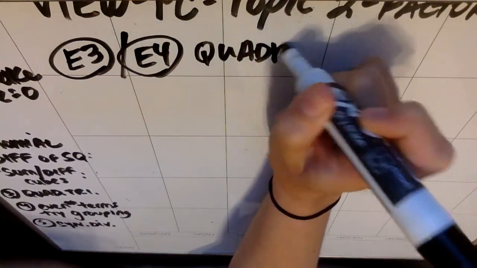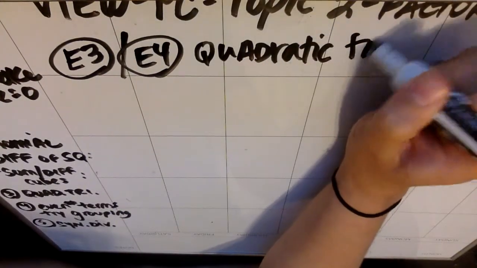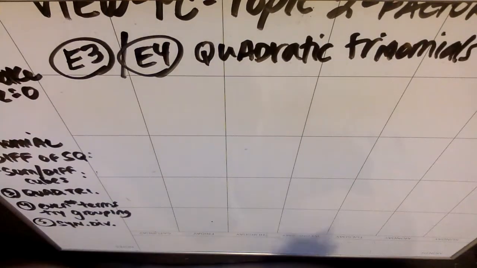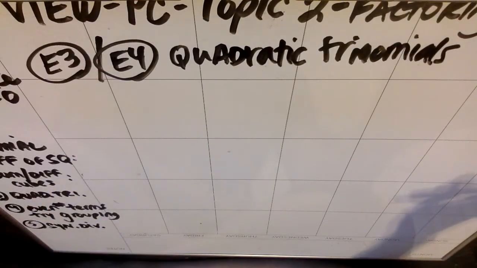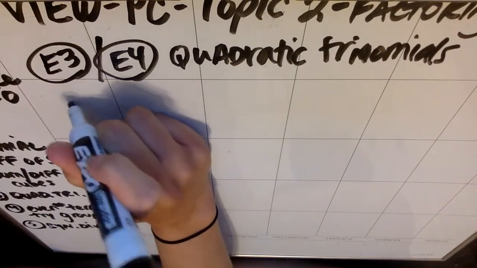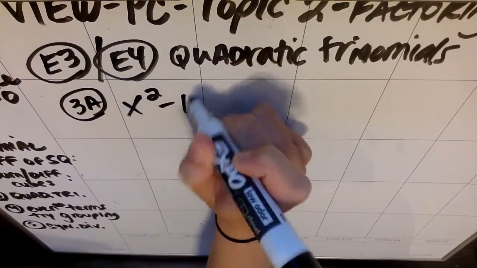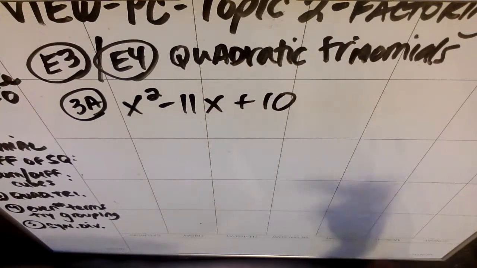Now, I don't factor quadratic trinomials the same way everybody else does. A lot of people have a much more rigid sort of structure and pattern. I'm going to argue that it's a lot about pattern recognition. So, when I go to do 3a, right, I'm going to factor x squared minus 11x plus 10. So here's the trick to factoring.